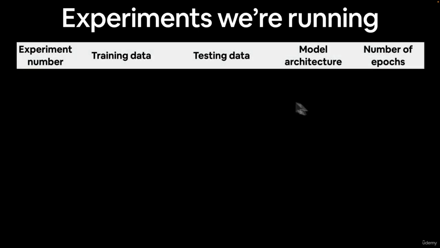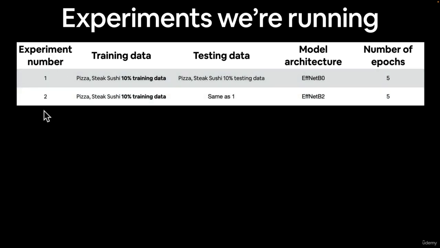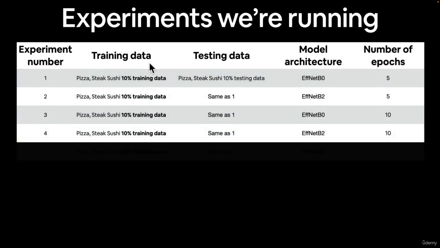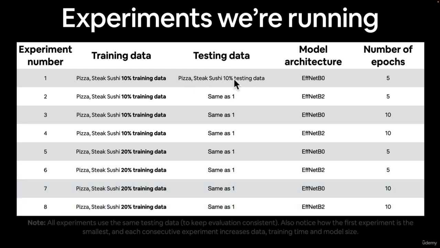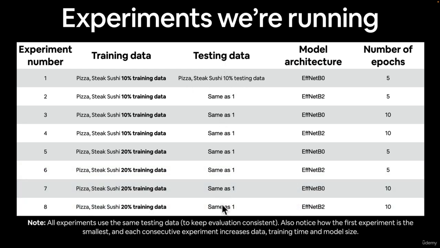So let's get an overview of what we're going to be running. We've got the experiment number here, the training data we're using, the testing data. Something to note here is that we're going to be using the same test set for every experiment. That way we can compare apples to apples. If we used a different test set for every experiment, well then it's hard to really evaluate which experiment did the best. So we start off with 10% training data, so just the experiment that we've already run, EfficientNet B0 for 5 epochs.